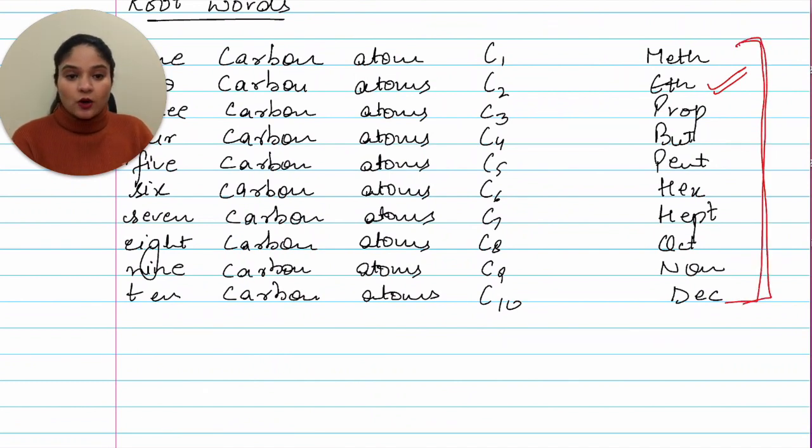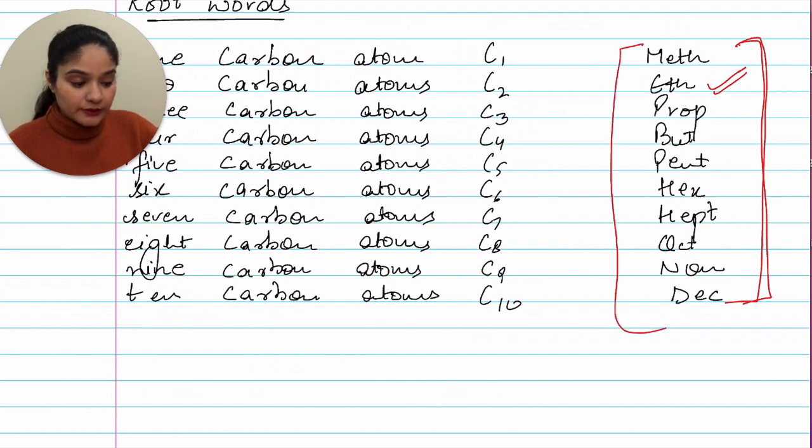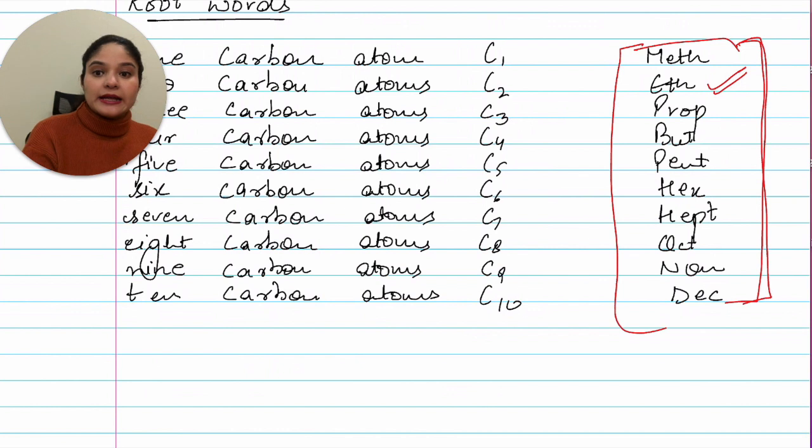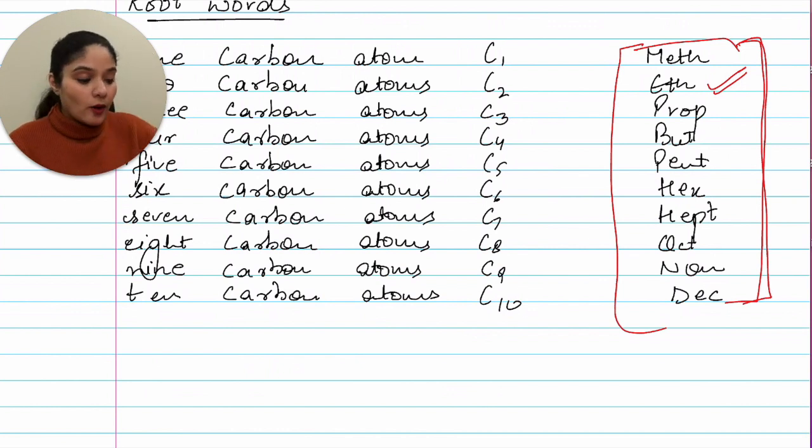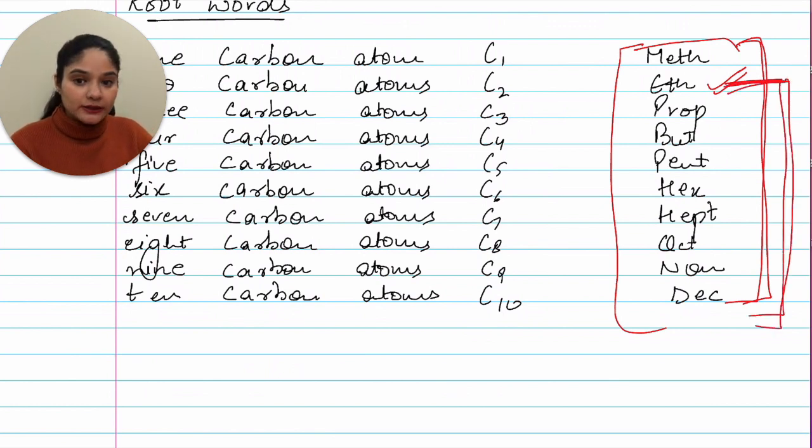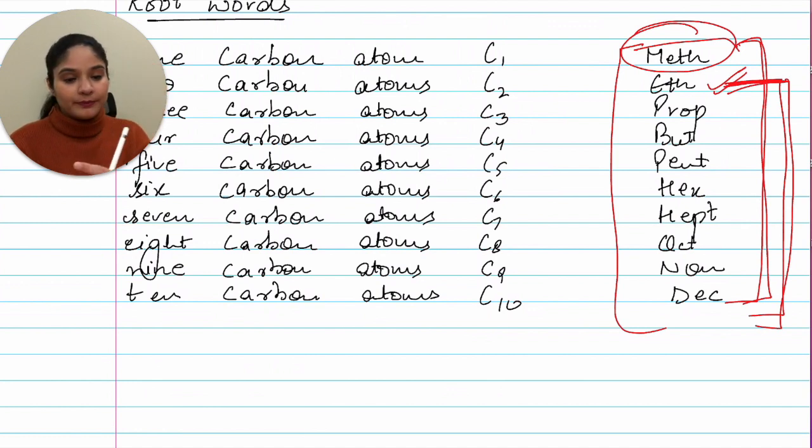Now moving on, you need to learn these, so make sure that you take a note of this or a screenshot of the root words and learn them. One more thing is that your alkenes and alkynes, that is double and triple bond series, start from eth, because you cannot have double or triple bond on a single carbon. So methene and methyne do not exist. Your alkenes and alkynes start from eth, that is 2 carbons minimum.